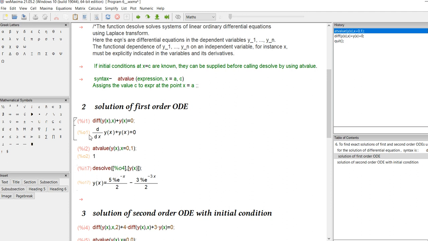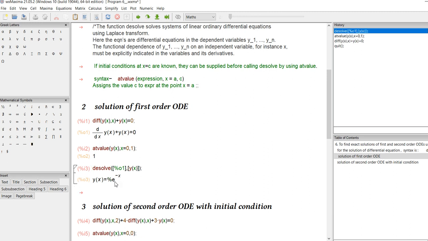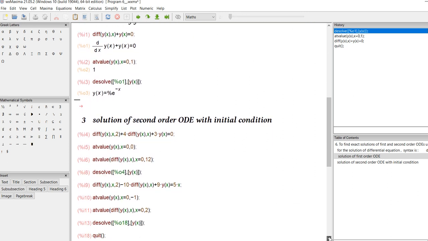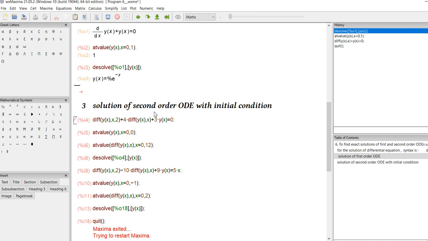Now look here, my differential equation and the desolve command, I will use it first. Shift enter. So it shows the exact answer. So this is my particular solution for this differential equation with this initial condition: at x equal to 0, the value of y is 1.